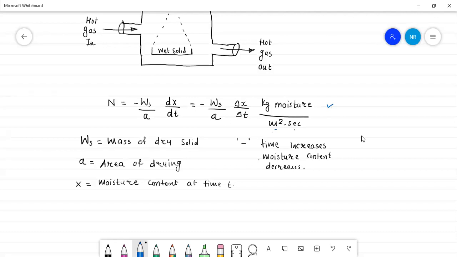I think last time one student wrote in the chat box, what do you mean by N? N is one type of flux. It's the rate of drying per area. So N will be the rate of drying, or in terms of flux, kg per area per time. So we can also say that it's a rate of drying. See, kg of moisture with respect to meter square, it's a rate per time.